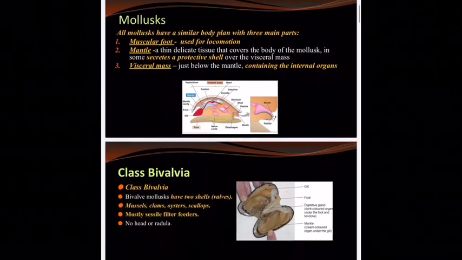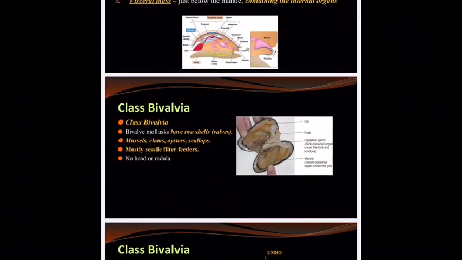Okay, so now this you do have to write. Class Bivalva, bi meaning 2, valves, okay? 2 shells, okay? So we're gonna have our mussels, our clams, our oysters, and our scallops. And almost all of these are sessile filter feeders. Now what does sessile mean? Sessile means they are stationary. So usually they don't move around and they're just filter feeders. So they don't have the head or the radula like the snail.